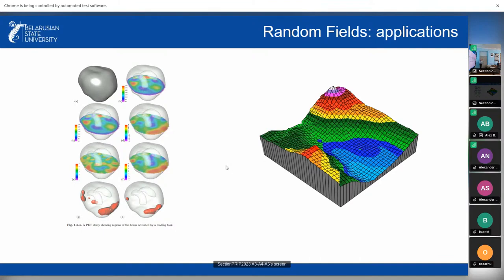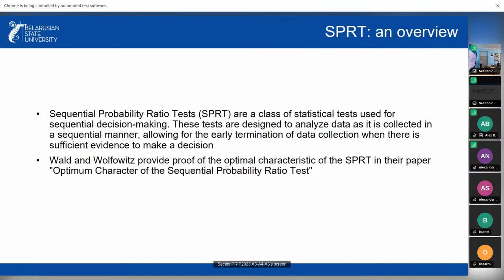So, the tool I'm going to be using to solve this problem is sequential analysis. In particular, the most commonly used test is the sequential probability ratio test, which was proposed by Abraham Wald in the late 1940s. It uses the idea of simulating human life decision making, meaning it makes decisions based on accumulating evidence.